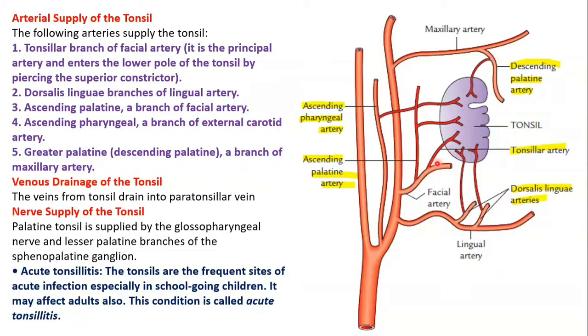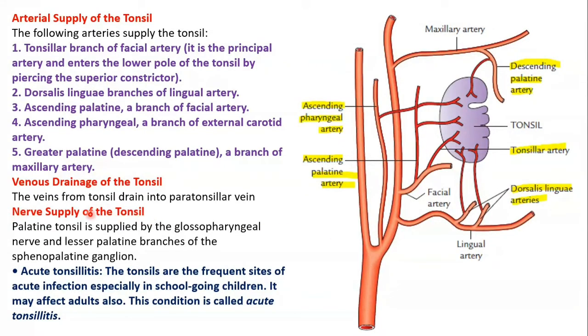And this you can say is the transverse palatine branch, and this is the facial artery which also gives branches to the palatine tonsil, and this is the lingual artery which gives ascending branches to the tonsils. So the tonsil is supplied by the branches of the external carotid artery, which are the maxillary artery, lingual artery, facial artery and the ascending pharyngeal artery. This is also very important.